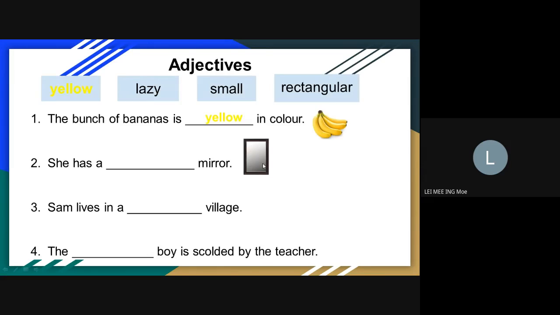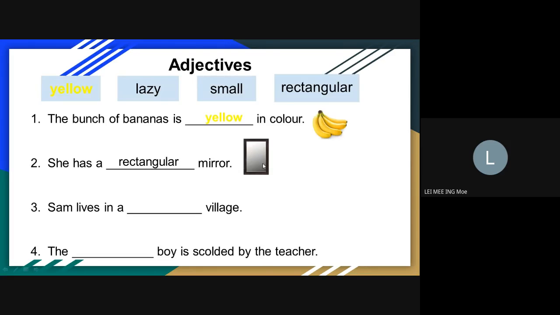All right, I can see some of your answers here: rectangular. Good. So the answer is rectangular. This is an adjective under the shape. The shape of the mirror, rectangular mirror. Well done. Number 3. Sam lives in a village.